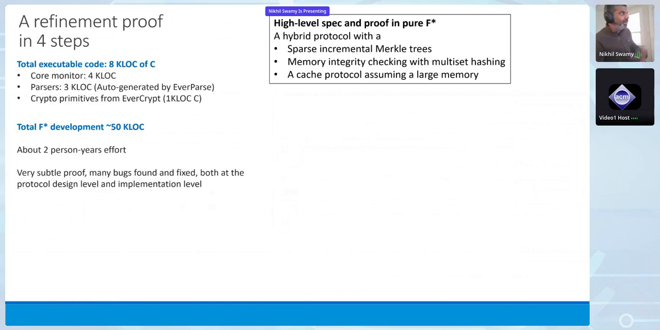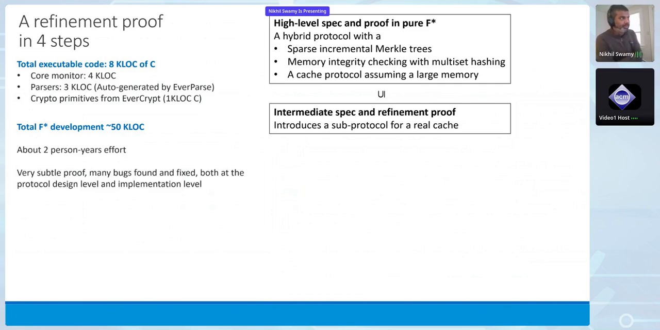The way the proof goes is a refinement proof in 4 steps. At the highest level, we have a spec and proof in pure F star of a hybrid protocol that's describing this main hash construction that's combining this sparse incremental Merkle tree with this memory integrity checking based on multi-set hashes. There's also a cache protocol at this level, but it's a fairly unrealistic cache protocol, assuming a very large memory. So the first step in the refinement proof is to refine this cache protocol with a more realistic cache that's indexed by 16-bit cache indexes.